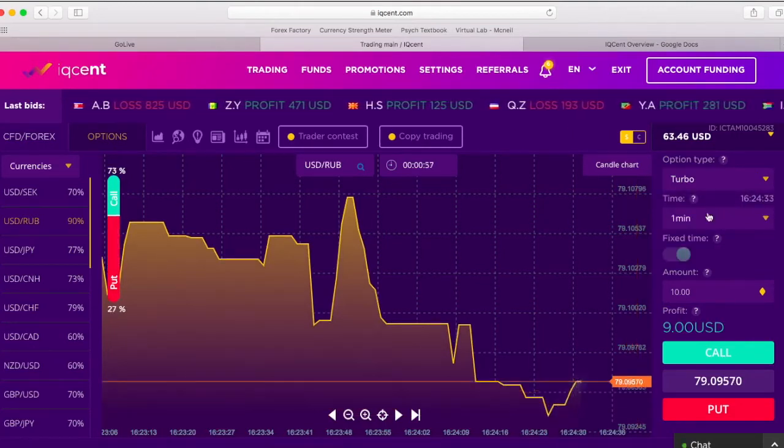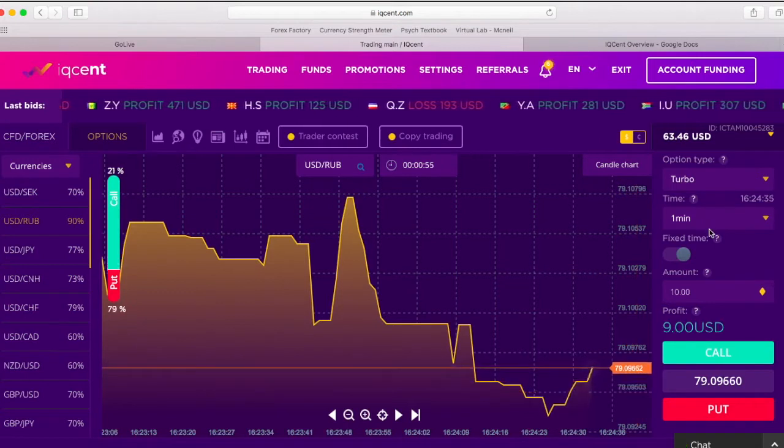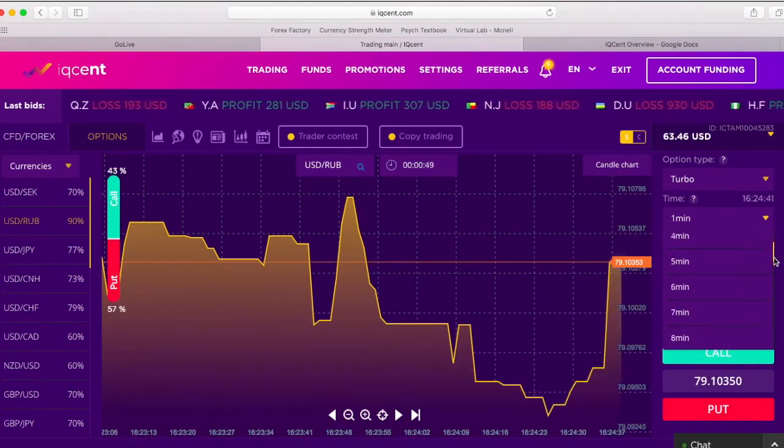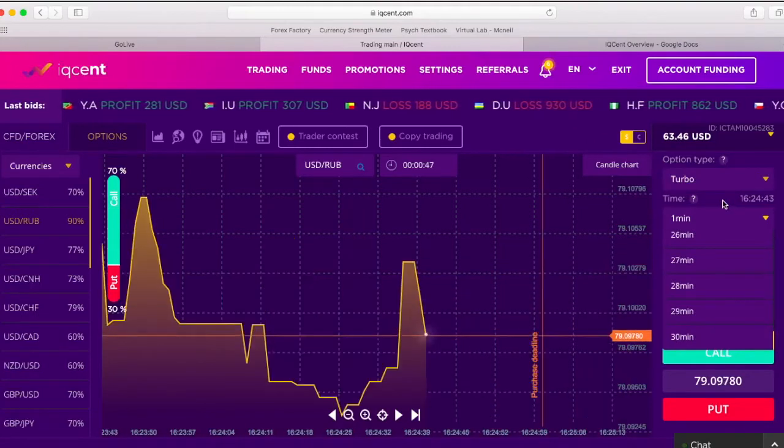So if you go down to time, this is where you can actually choose your expiration time. It goes from 1 minute to 30 minutes.